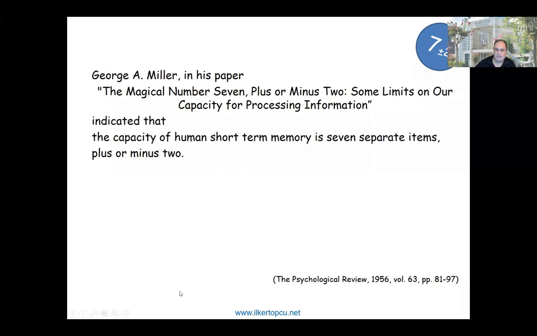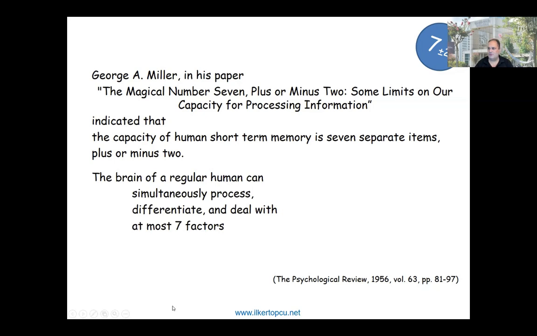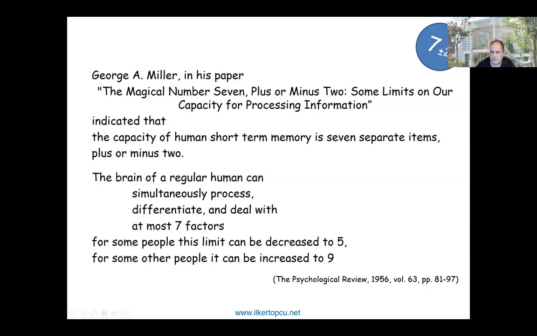And he indicated that the capacity of our short-term memory is 7 separate items, plus or minus 2. I mean, the brain of a regular human can handle, process, differentiate, we can say different verbs here, at most 7 factors. For some people, this limit can be decreased to 5. For some other people, it can be increased to 9. For some exceptional people, this can be less than 5 or more than 9.